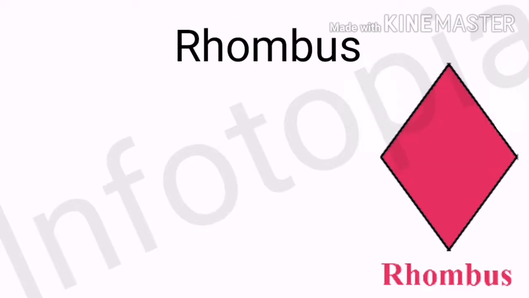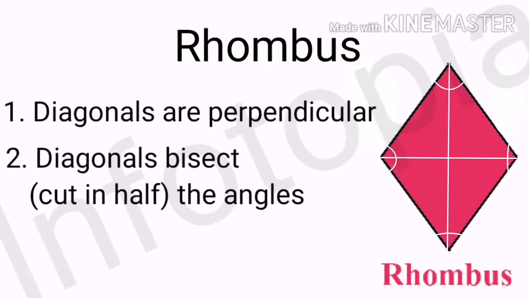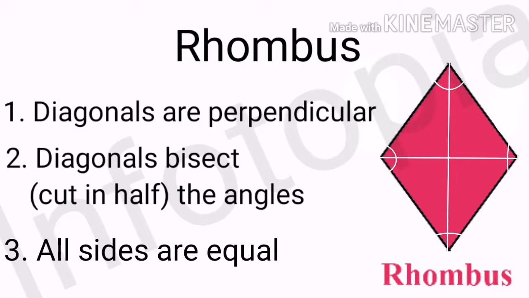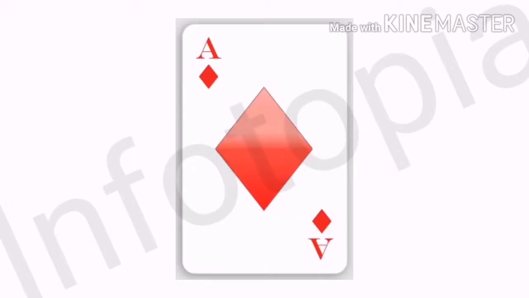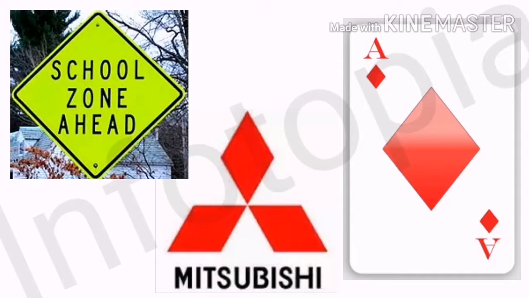Like the rectangle, it is a child of the parallelogram, meaning that it has the same characteristics but it's more advanced and has some additional ones. They are that the diagonals are perpendicular and they bisect the angles, and that all of its sides are equal. Some examples of the rhombus include this ace, this sign, and this logo.